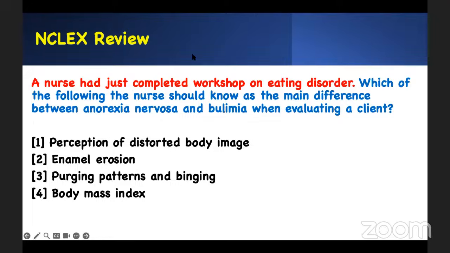It's a case I put in the community chat. A couple of people got it right, but it's about the concept, right? Next, I just completed a workshop on eating disorders. Which of the following should the nurse know as the main difference, keyword, between anorexia nervosa and bulimia when evaluating a patient? Look, with eating disorders, there's no one that belongs to just one, okay?